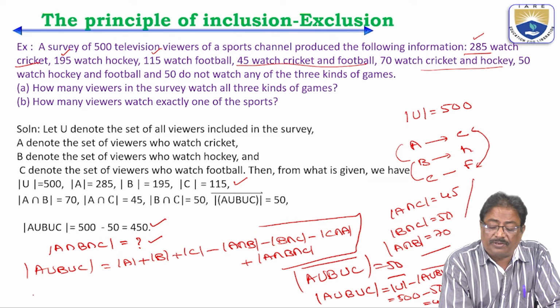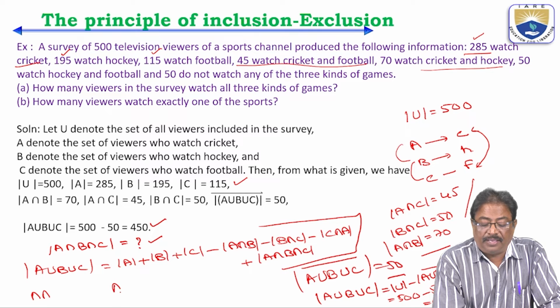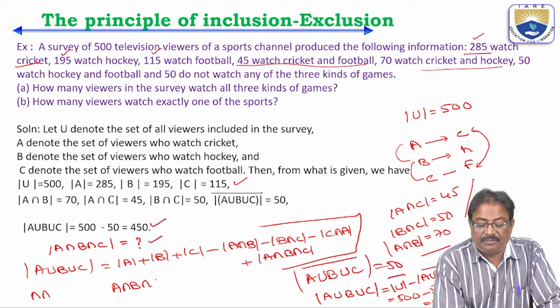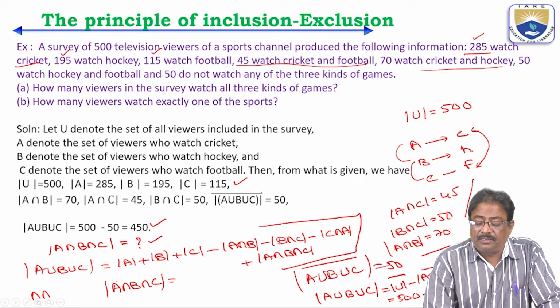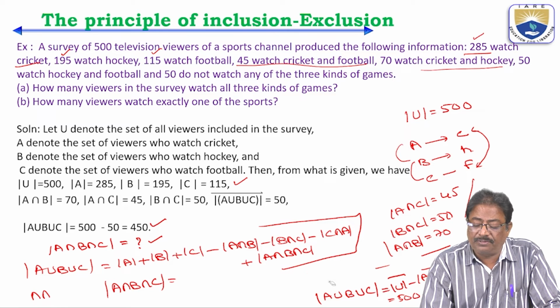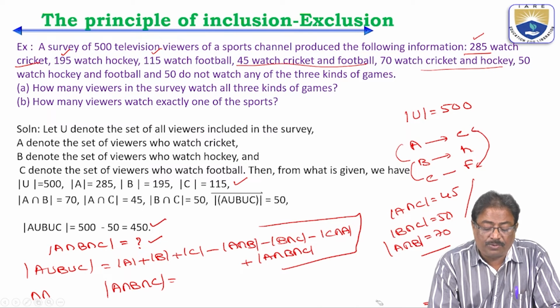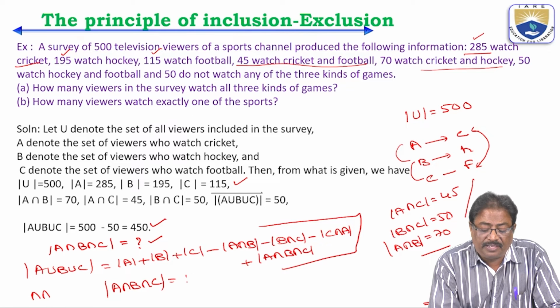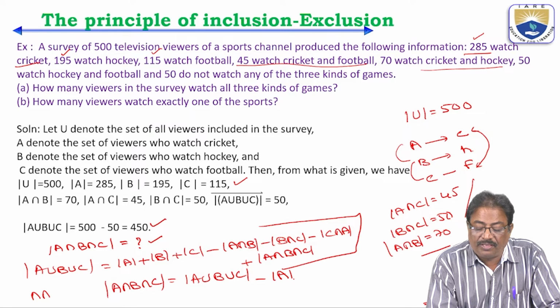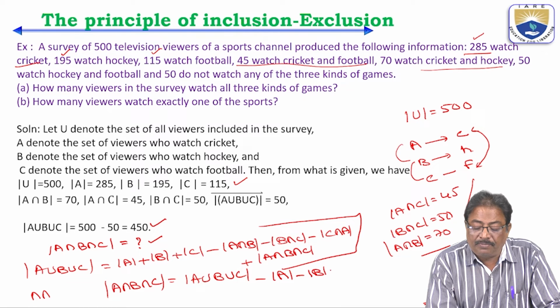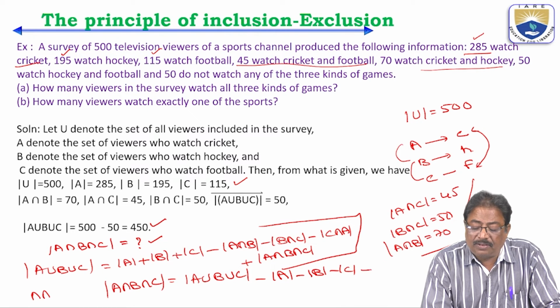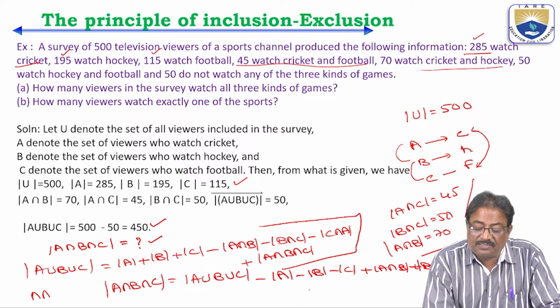By using this, we are going to calculate the cardinality of A intersection B intersection C. We are going to take all the terms to that side. Subsequently, we get A union B union C minus cardinality of A, minus cardinality of B, minus cardinality of C, plus A intersection B, plus B intersection C, plus C intersection A.